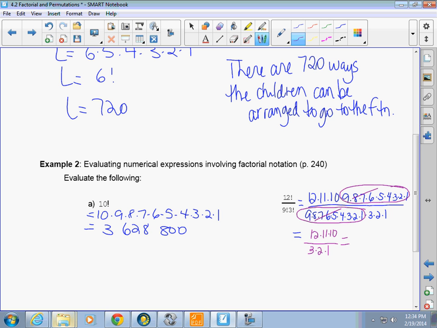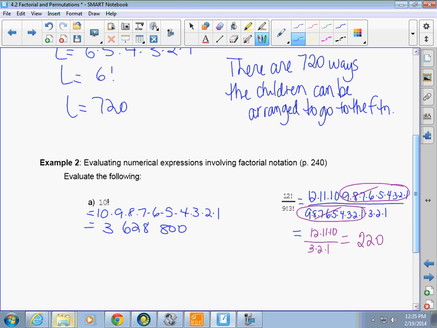So my answer then is going to be 220, not factorial. There's a few different ways that you could solve this. This is just one way. Another way would be to say that I've got 12 times 11 times 10, and then divide my 3 times 2 times 1. I could have divided that down a little bit on the top before I even did the multiplying.